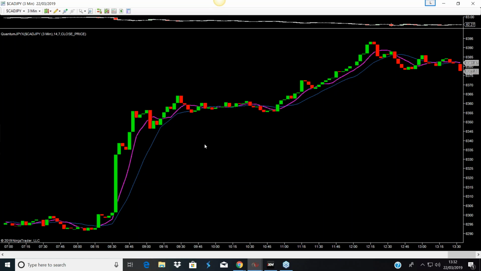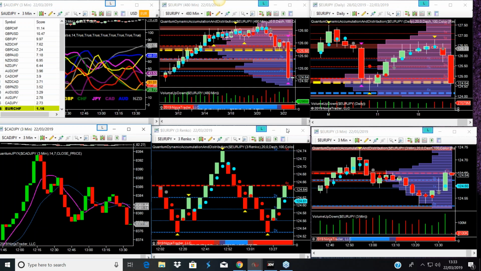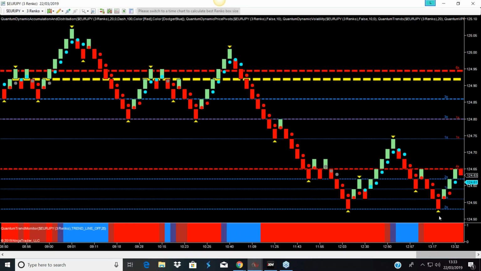This is the yen index. Obviously, as the euro fell, the yen was being bought, and this is what we're seeing at the moment. It's now going in the opposite direction. We're actually seeing a little bit of buying coming into this pair, reflected here on the Renko.